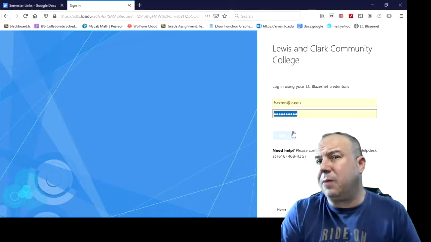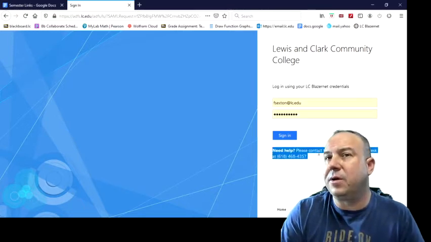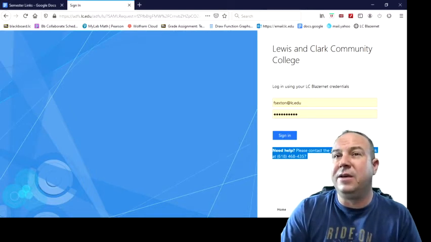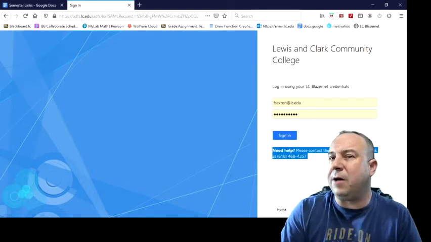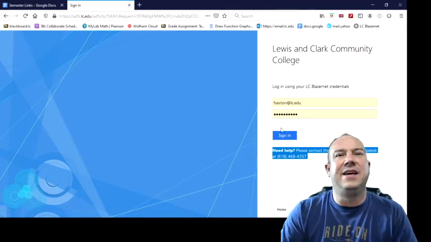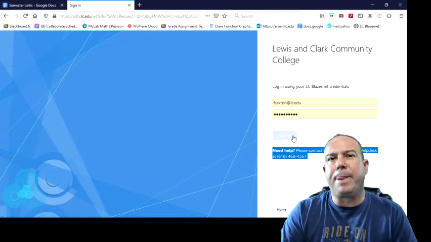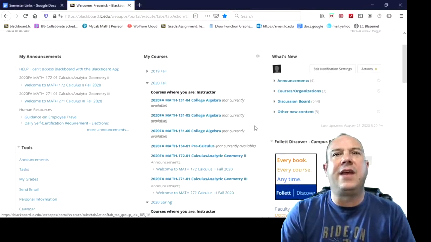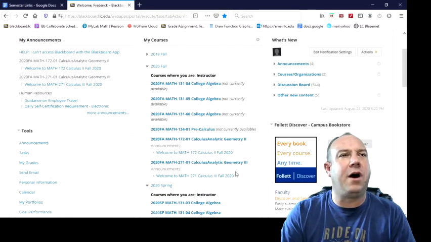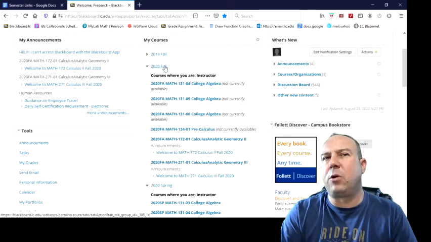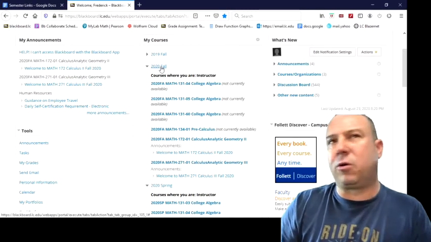If you need any help getting into your Blackboard or your BlazerNet or with your credentials here, you can always give the help desk a call, and they will help you through the process of getting those things corrected. Now, if we sign in, it will take you to Blackboard at Lewis and Clark, the homepage for all of that. It has a couple of things around the peripherals, but right in the middle is where we're going to be focused for today, and that is on our courses.